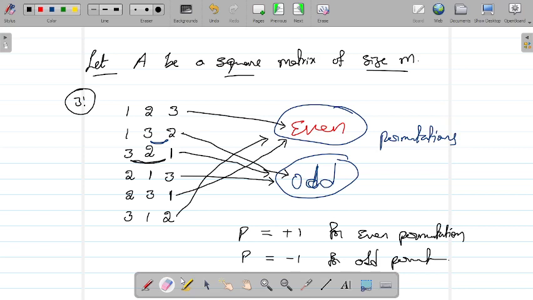Next, 1 is fixed, 2 is fixed, 3 is fixed. So now what else can I have?